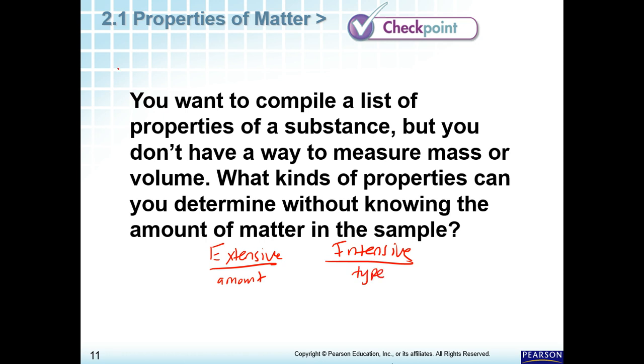There are two key giveaways within these sentences. The first is you don't have a way to measure mass and volume. Remember, mass and volume are examples of extensive. So if you don't have a way to measure those, it's probably not going to be extensive. The other key giveaway is these are properties you can determine without knowing the amount. Since extensive depends on the amount and intensive does not, your answer here is going to be intensive.